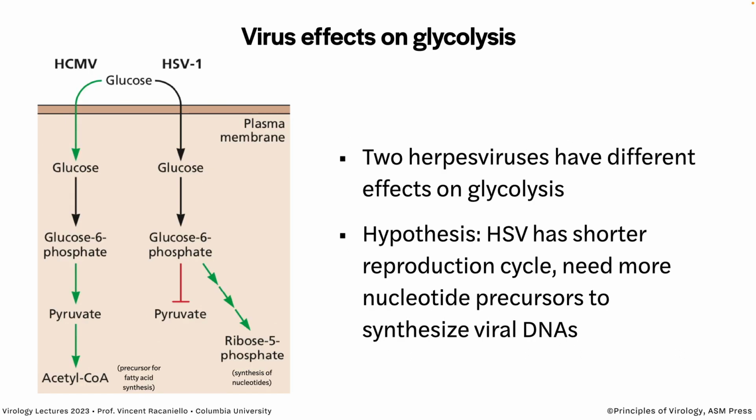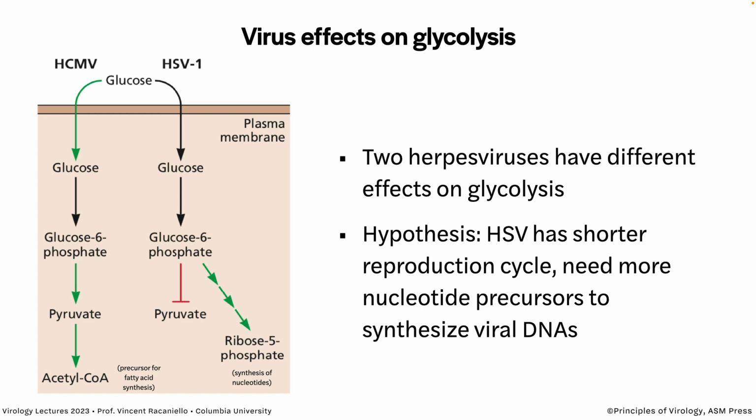And here's an example of what viruses can do to the glycolytic pathway. These are 2 different herpes viruses, human cytomegalovirus, herpes simplex virus 1, both of which infect all of us. At this point in our lives, we all have these 2 viruses in us. And they have 2 different effects on glycolysis. So cytomegalovirus stimulates the uptake of glucose and brings it through the glycolytic pathway down to acetyl-CoA, which is a precursor for fatty acid synthesis. So fatty acids are made from acetyl-CoA.